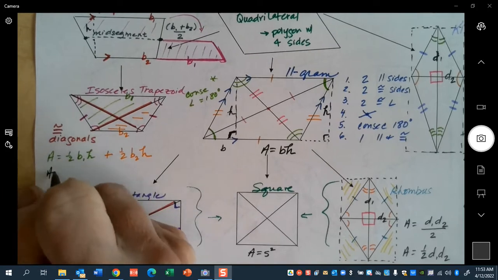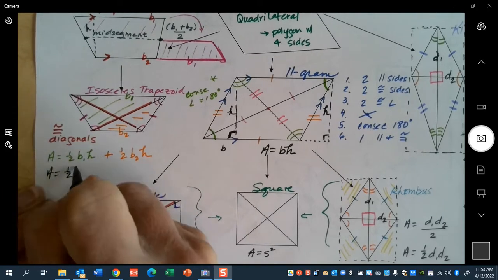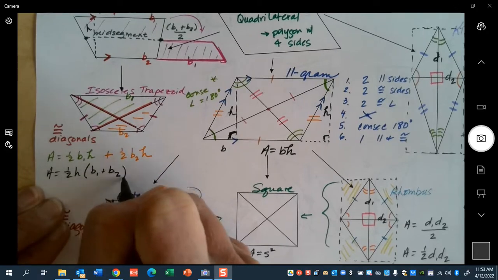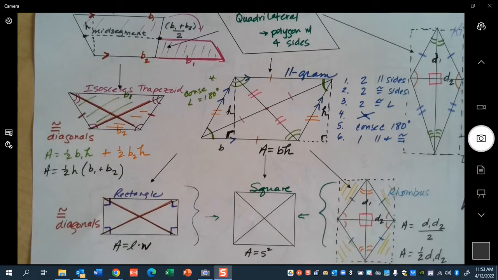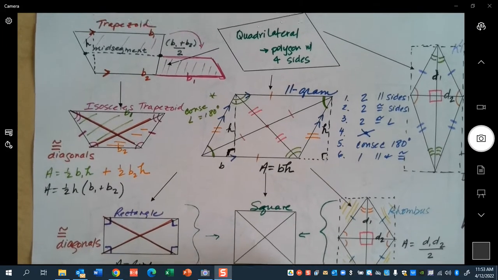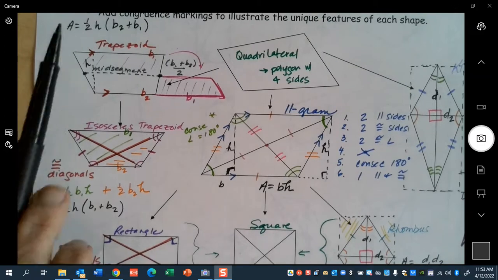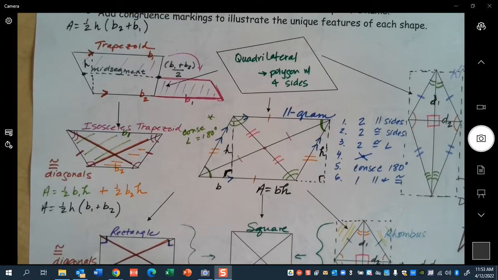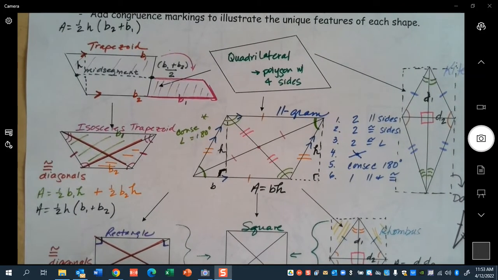If I were to factor out a 1/2 and a height, I would end up with 1/2 height times the sum of the bases, which is no surprise. That's the same thing I had up here. So when we go to find area, I know every single triangle is 1/2 of a rectangle. And every single one of these shapes can be linked back to that basic length times width.